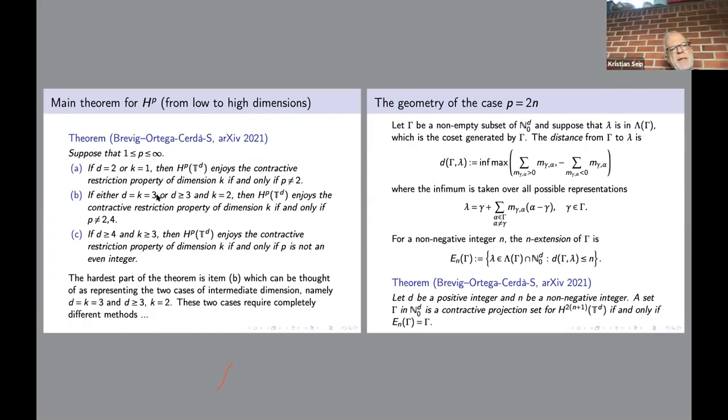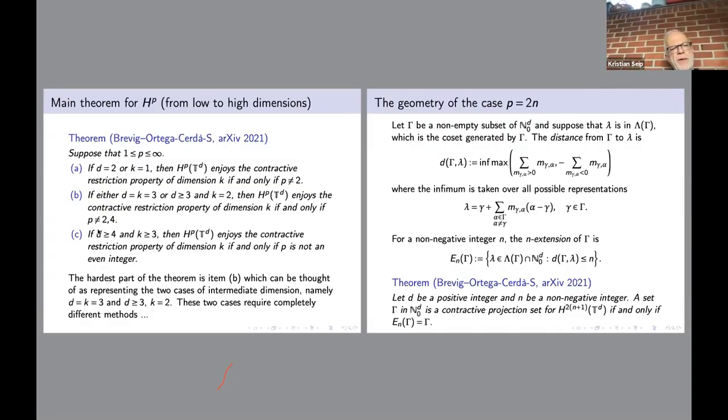In intermediate dimension, which means precisely when d is equal to k is equal to 3, or the dimension d is larger than or equal to 3 and k is equal to 2, then nothing interesting happens when p is different from 2 and 4. So in dimension, when p is 4, there are other such sets that are not covered by the Ando-Rudin theorem.